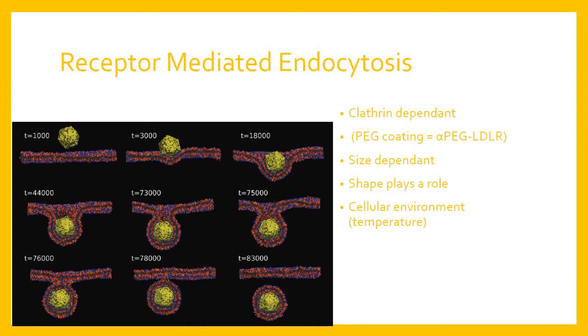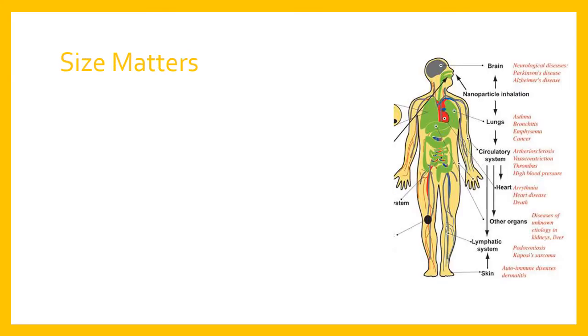Receptor-mediated endocytosis is largely affected by physiochemical properties of the gold nanoparticles. The properties are the size, shape, and coating of the nanoparticle, while cellular temperature also seems to have an effect on the endocytosis rate. The small size of gold nanoparticles allows them access to most cells and even subcellular components.